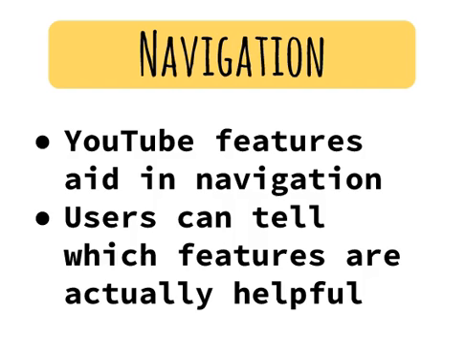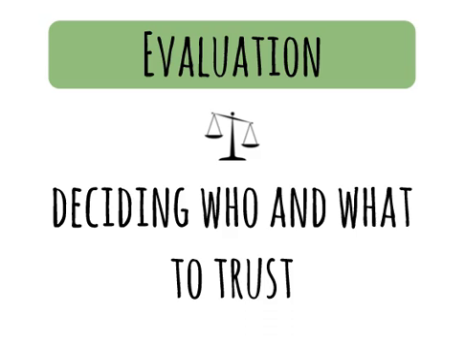The next competency is evaluation. This one is not going to be pretty. Evaluation on the internet essentially means deciding who and what to trust, because on the internet we don't have a lot of guideposts or authority to go on, particularly on sites like YouTube. In some cases, this can be downright dangerous.